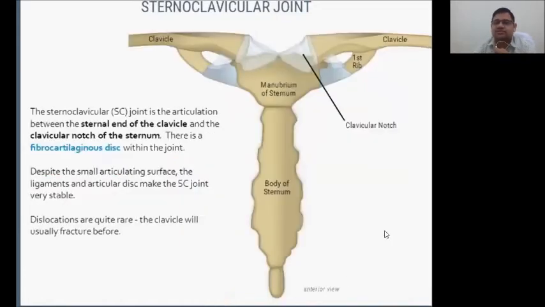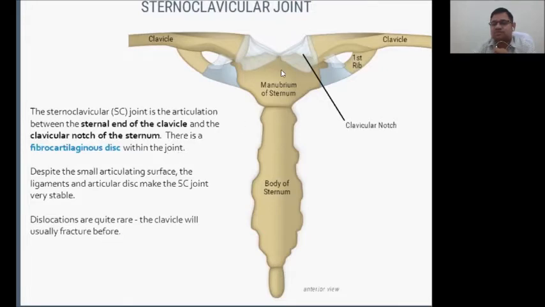Then the second one is the sternoclavicular joint, between the sternum and clavicle. You can see this is the clavicular notch. Here it forms the joint on the medial side of the clavicle. The sternoclavicular joint is the articulation between the sternal end of the clavicle and the clavicular notch of the sternum. There is a fibrocartilaginous disc within the joint.